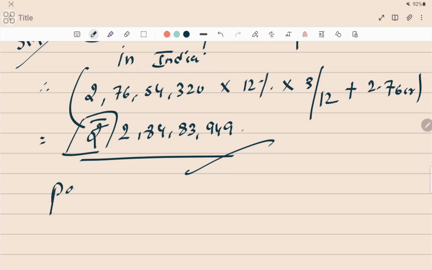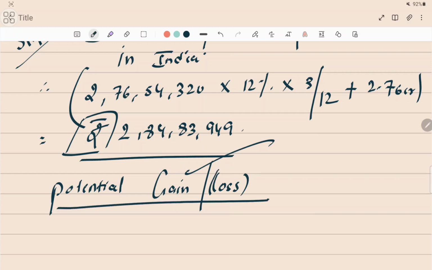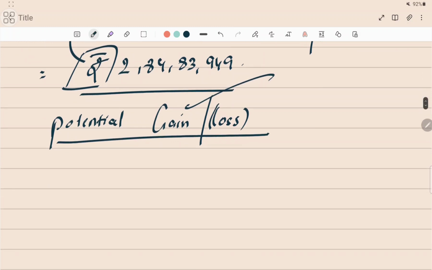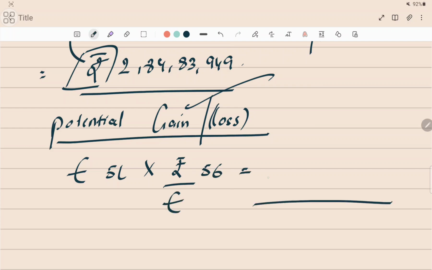So, potential gain or loss. Had I not hedged at all, what would I have got? Assuming that 56, the spot, is the same after 3 months, I would have received 5 lakh after 3 months, so my final rupee equivalent would be 5 lakh into 56, which gives me 2.8 crore. Clearly there is a gain.